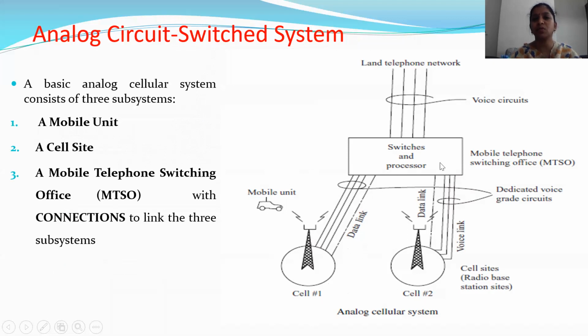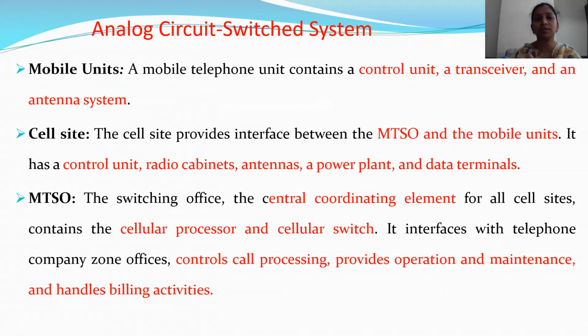This is the data link connection, voice links. This is the mobile telephone switching office. This is the cell site, and this is the mobile. These three are the basic subsystems that make up the analog circuit switching system. In the analog circuit switching system, a mobile telephone unit contains a control unit, a transceiver, and an antenna system.